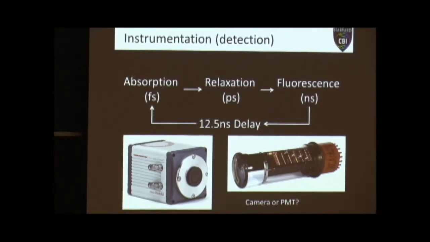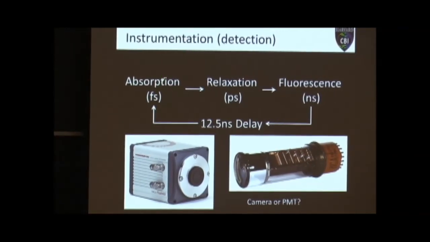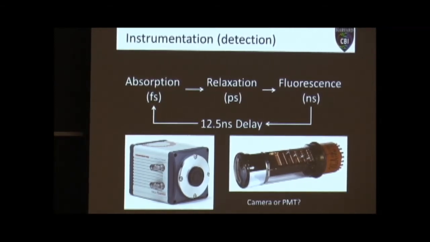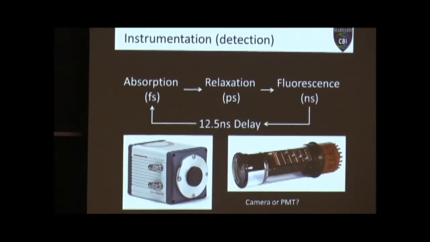Okay, so that's the excitation. The next thing we have to do is somehow detect. We actually have to detect these pulses in a way that we can time them. So now we come back to our absorption, relaxation, fluorescence, and then we've instituted this 12.5 nanosecond delay. We get a pulse of light that's absorbed, we get relaxation, we get fluorescence, then we have a 12.5 nanosecond delay, and then we do this all over again. Obviously 12.5 nanoseconds is a very short amount of time.